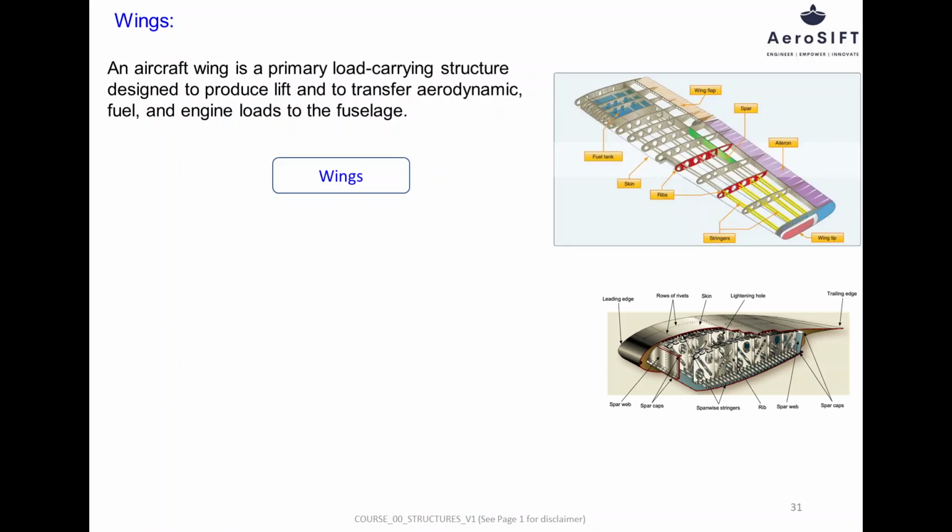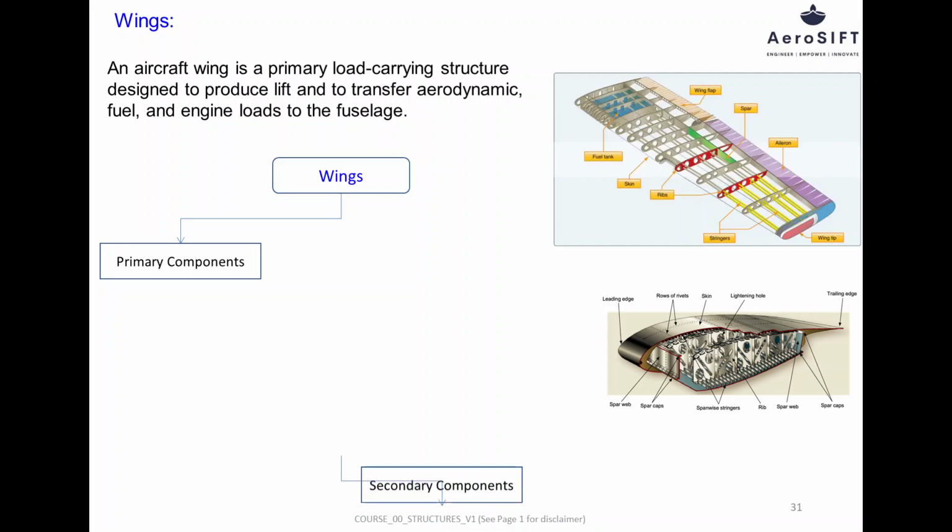Primary components of the wing are the main load-carrying structural members responsible for resisting aerodynamic, inertial, fuel, and engine loads. These components carry the majority of bending, shear, and torsional loads generated during flight and ground operations. Failure of any primary wing component can lead to loss of structural integrity and catastrophic failure. Hence, they are designed with high safety margins, fatigue resistance, and damage tolerance requirements.